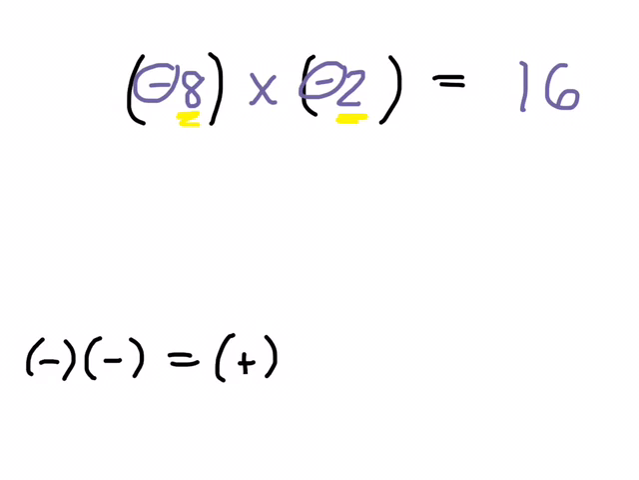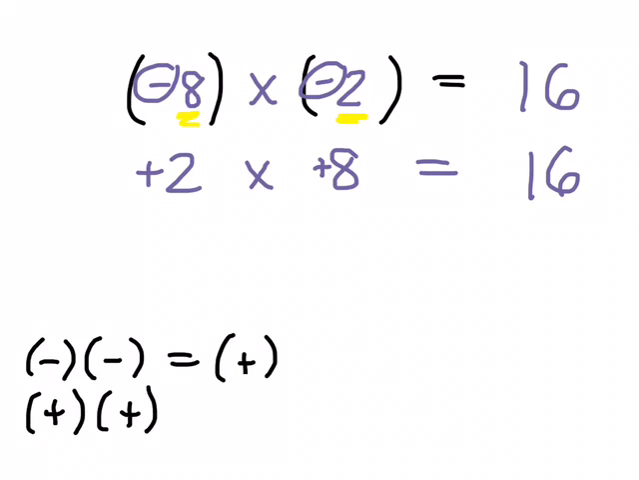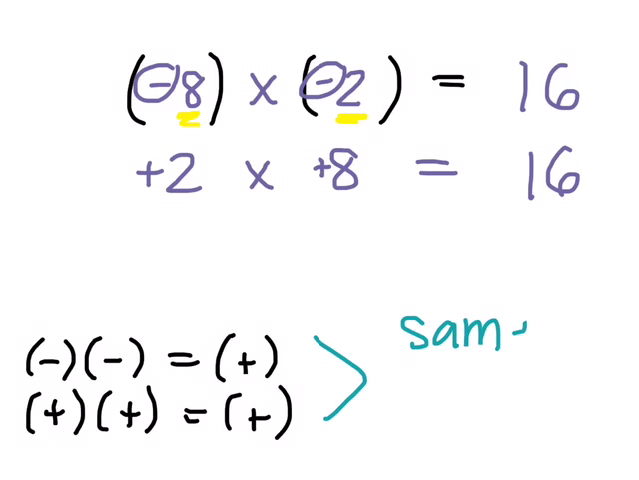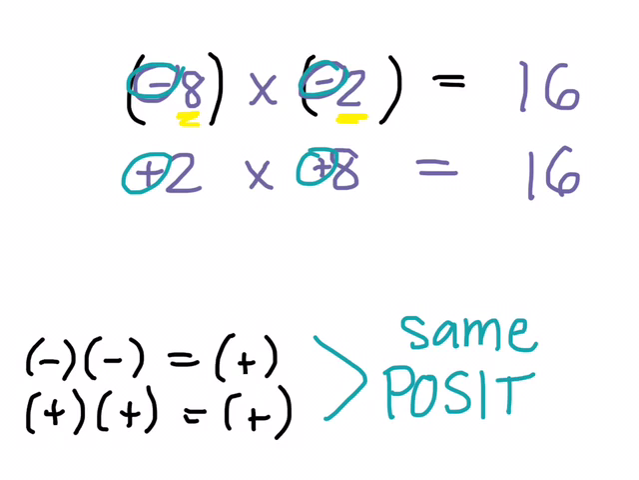Okay, what happens if both signs are positive? What's 2 times 8? Do I have to put positive 2 times positive 8? Doesn't matter. But 2 times 8 is 16. So a positive times a positive is positive. So this is rule number 1. When the signs are the same, so if they're either both negatives or both positives, the answer is always positive.